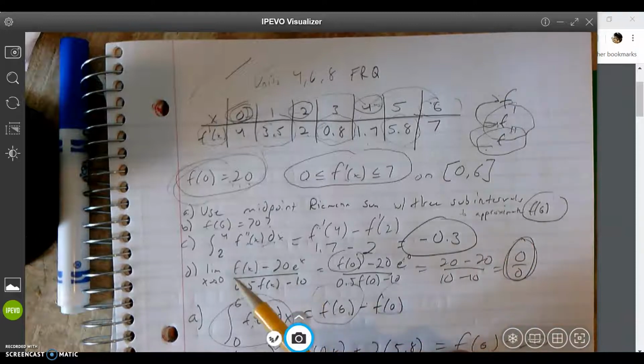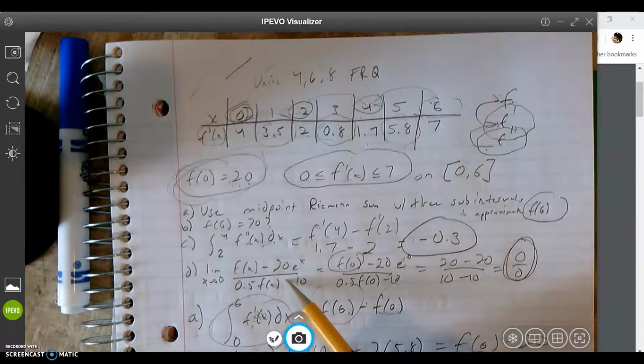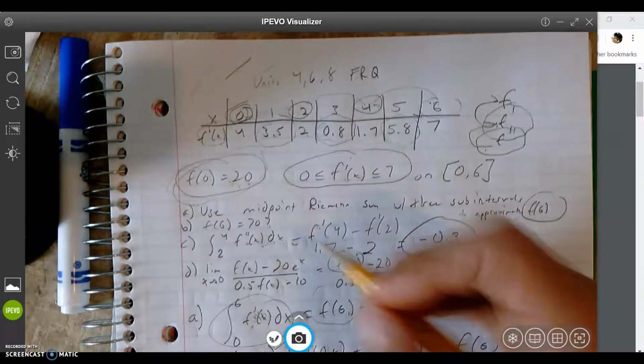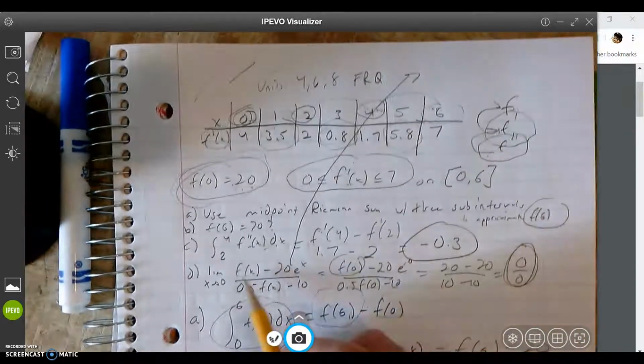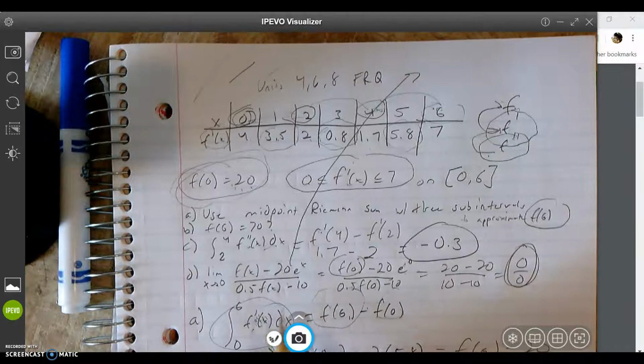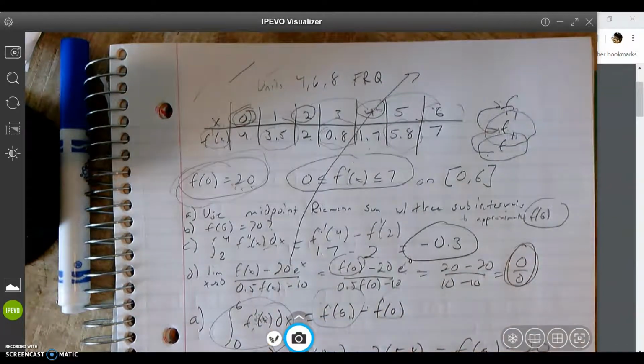Okay, so indeterminate. You have two options. What's one? You can factor. What's another? You can find the derivative using L'Hopital's rule. Well, I don't know how to factor this, so I'm going to use L'Hopital's rule. So I'm going to do my work up here. So the derivative of the numerator and the derivative of the denominator, that's what we're going to do.